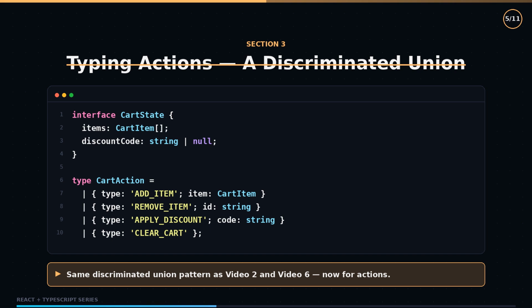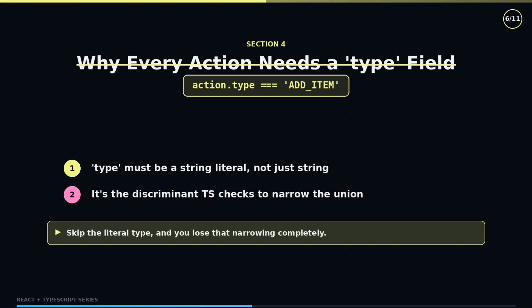This is the exact same discriminated union pattern from the cart component back in video 2, and the request state from video 6, just applied to actions this time. Each action variant carries only the fields that action actually needs. Clear cart needs nothing extra, so it gets nothing extra.